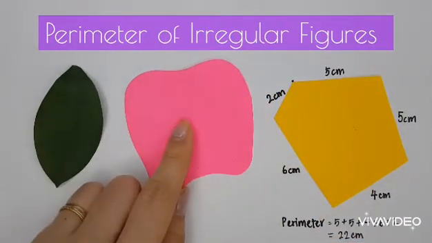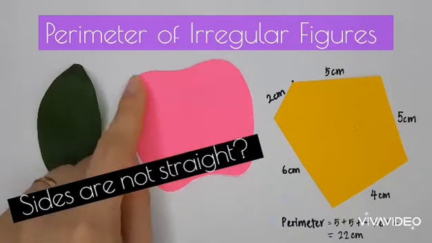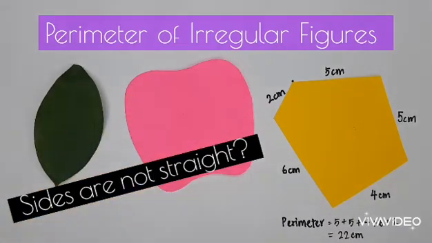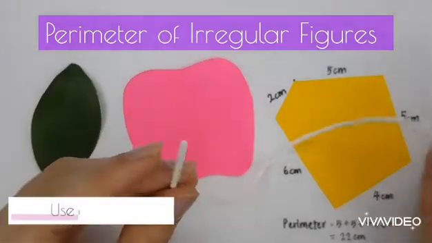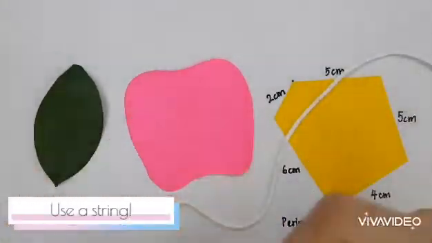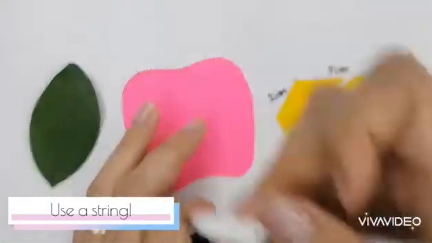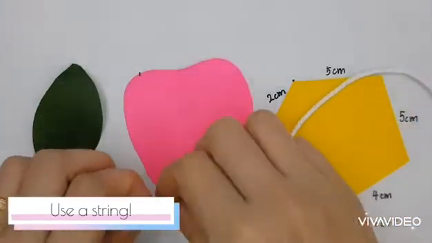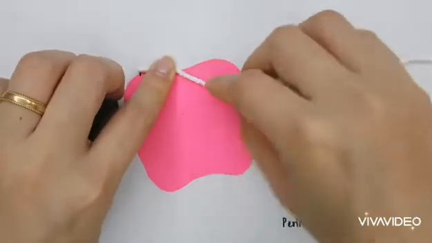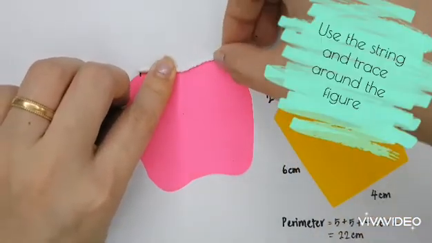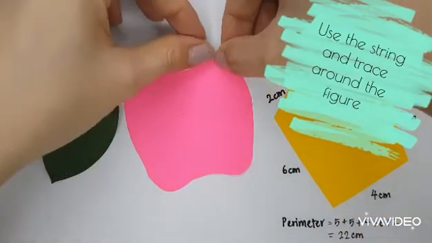Now, if we look at this figure, the sides are not straight. What shall we do? When we have this kind of figure, we will need a string. So for example, I'm going to mark a starting point there and I'm going to start putting my string around the boundary of this figure.